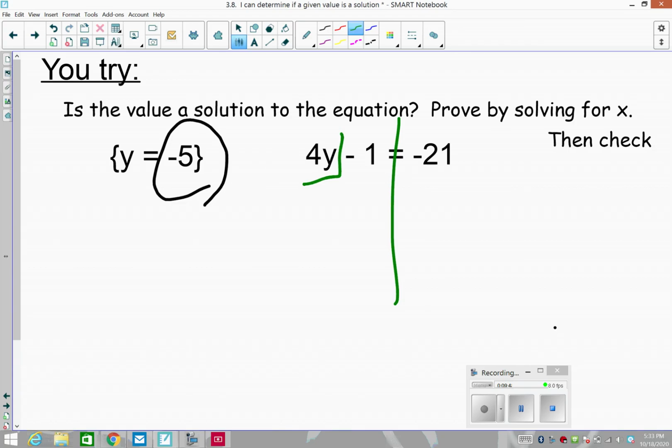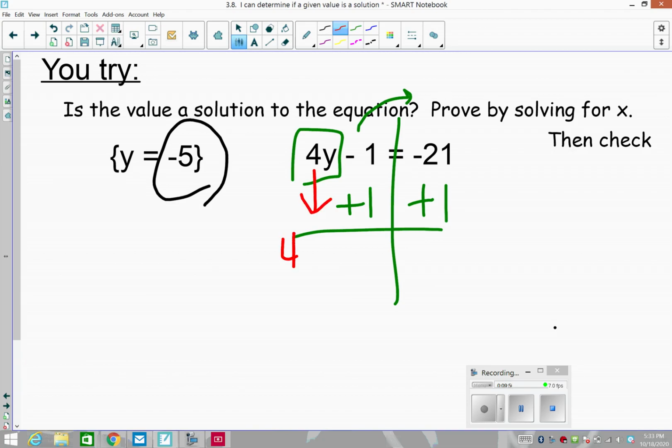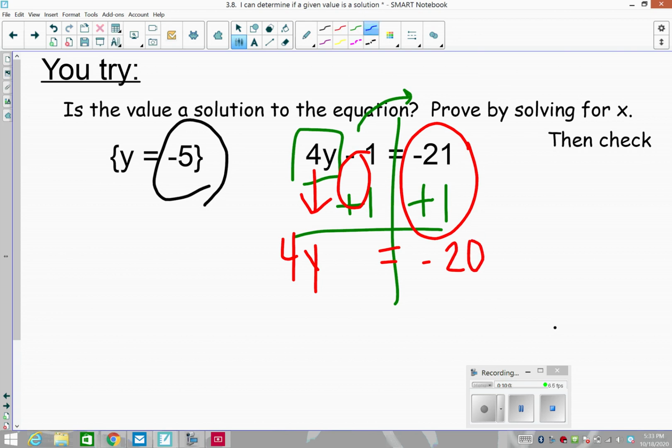Build house, build fence, clean yard. You should have said that I need to undo this. So I'm going to add 1, copy, paste. If I haven't used it, drag it down. And we tug of war this, we get negative 20. Next step then would be to divide by 4, copy, paste.